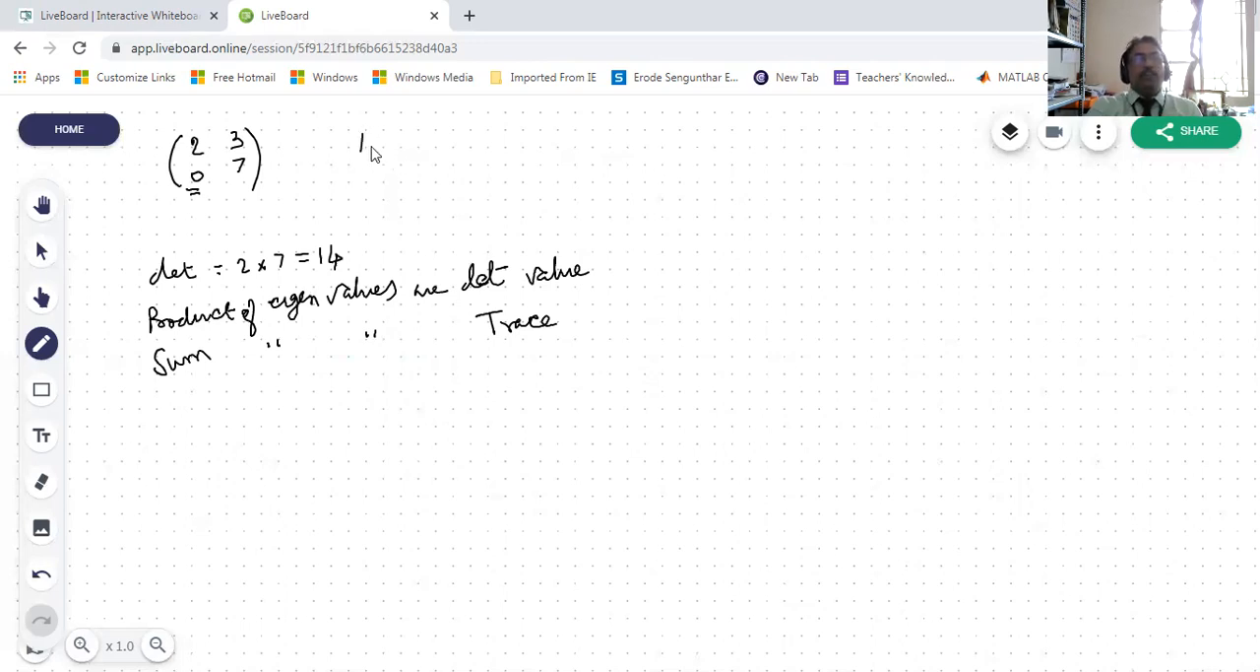How to find the eigenvalue? A minus lambda I is equal to 0. Here the question is asked only for the product of eigenvalues. So 14 is the answer. Rounded to one decimal place, you can write 14.0. They are very precise about the values. This is question number 22.